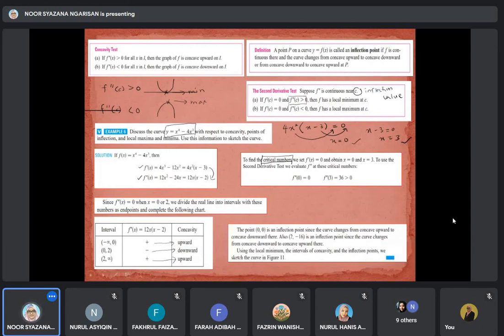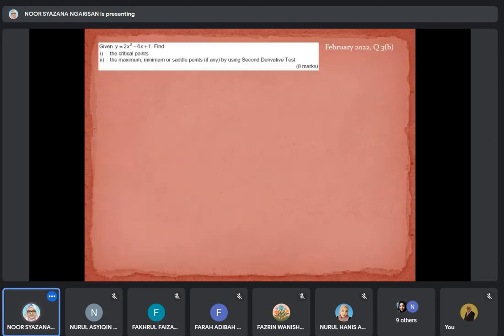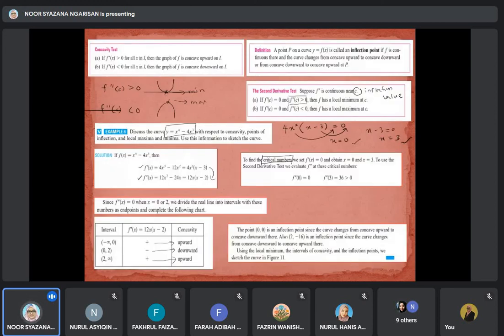This is the summary. The point (0, 0) is an inflection point since the curve changes from concave upward to concave downward there. Also, (2, -16) is an inflection point since the curve changes from concave downward to concave upward. Using the local minimum, the intervals of concavity and the inflection points, we sketch the curve. Saya tak ada graph dia, I'm sorry. Tapi ni cuma example lah. We will discuss more examples later on.